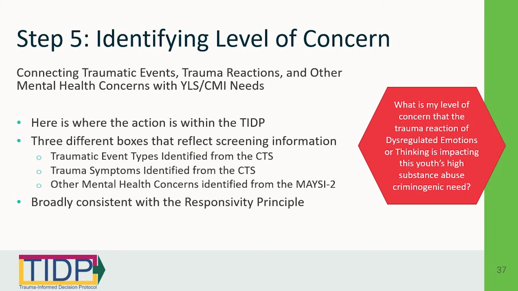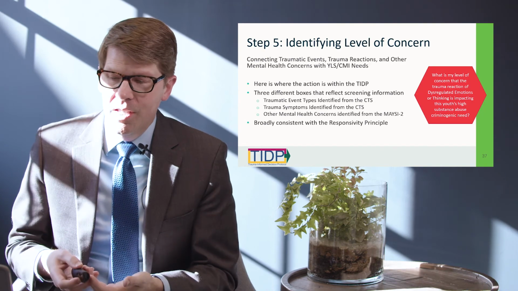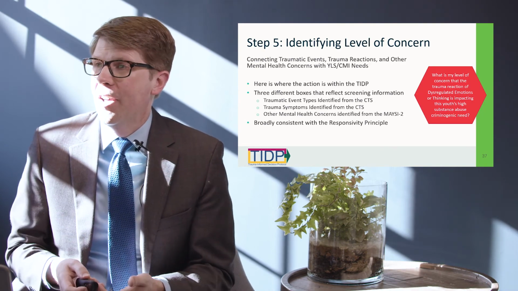What do we mean by level of concern? How is this going to guide you, and how are you going to be making these ratings? Essentially, you're going to ask yourself this key question. What is your level of concern as the probation officer rating the TIDP that, for example, the trauma reaction of dysregulated emotions and thinking is impacting this youth's high substance abuse criminogenic need? Right? So that would be a very specific example. In other words, what's your concern that AJ's dysregulated emotions and thinking is having a specific impact on his high substance use difficulty?